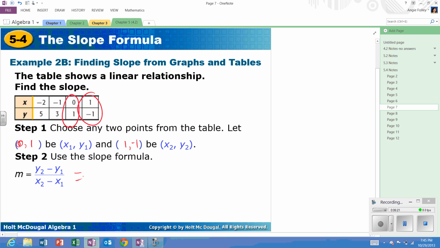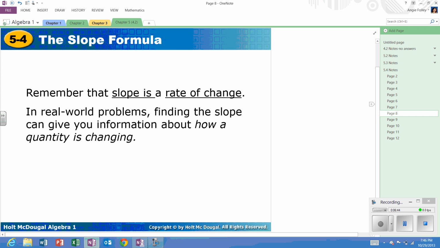So now my y2 is -1 minus my y1, which was 1, divided by my x2, which is 1, minus my x1, which is 0. -1 minus 1 becomes a -2, divided by 1 minus 0, which is 1, and we're just left with a -2. Okay? So again, to make life easier for yourself, pick easy points if you get to choose.